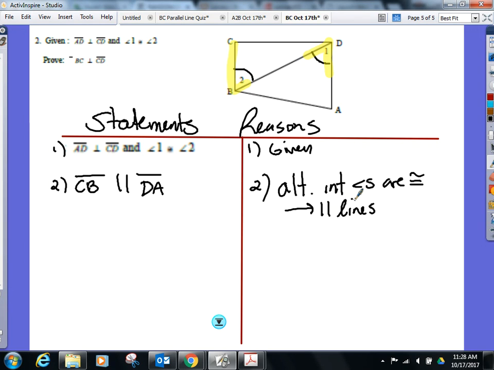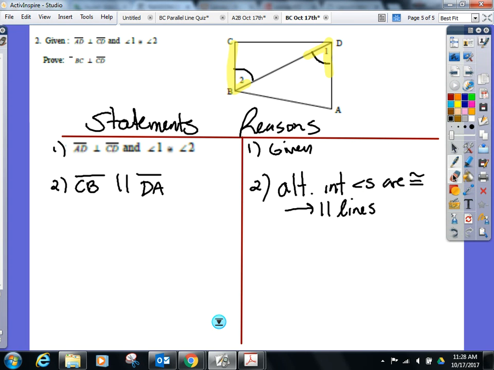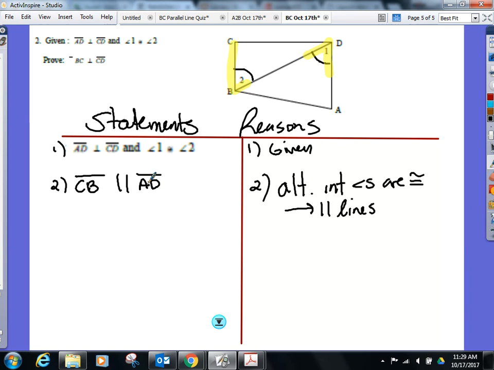Now, take a look at the given we have not used yet. AD perpendicular to CD. Everyone okay if I rewrite it as AD, just so we don't get DA? It's the same line segment.